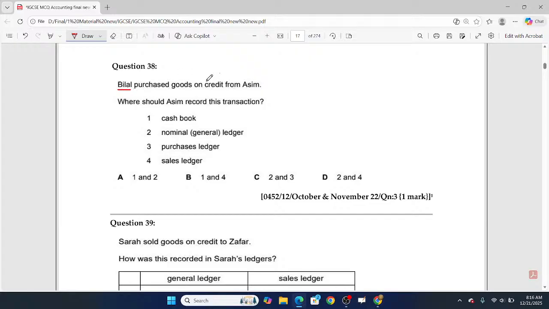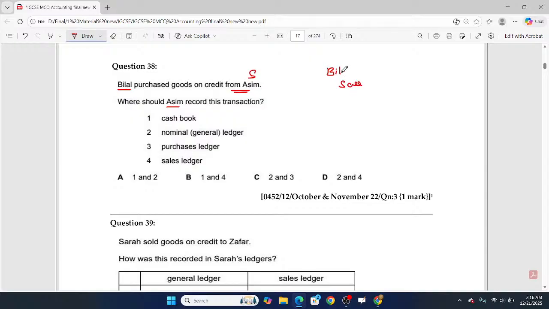Bilal purchased goods on credit from Ashim. Where should Ashim record? In Ashim's books, Bilal purchased goods on credit from Ashim means for him it's a sale. It's all about sales. Then the journal entry being what? Bilal account debit, sales account credit.